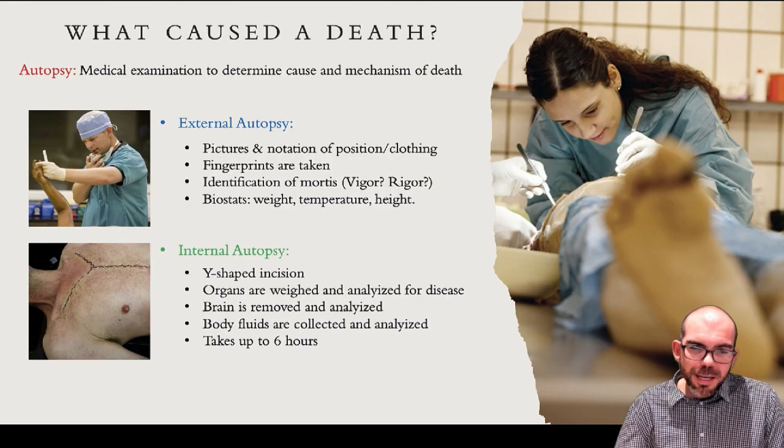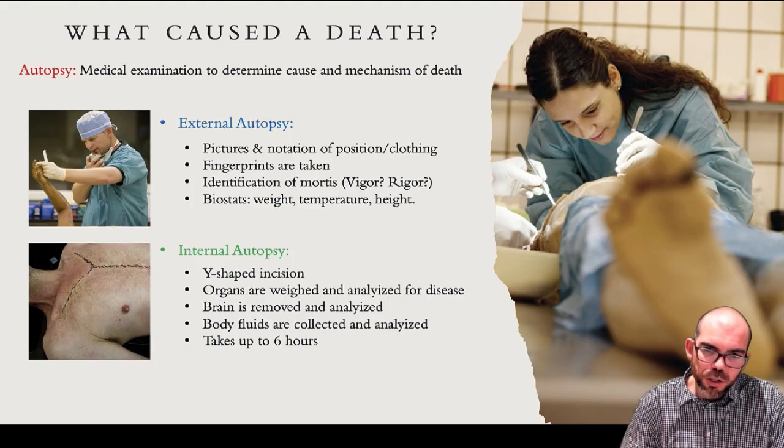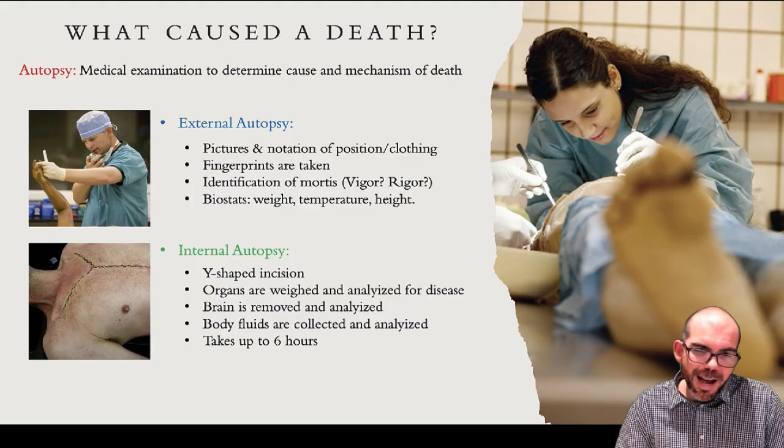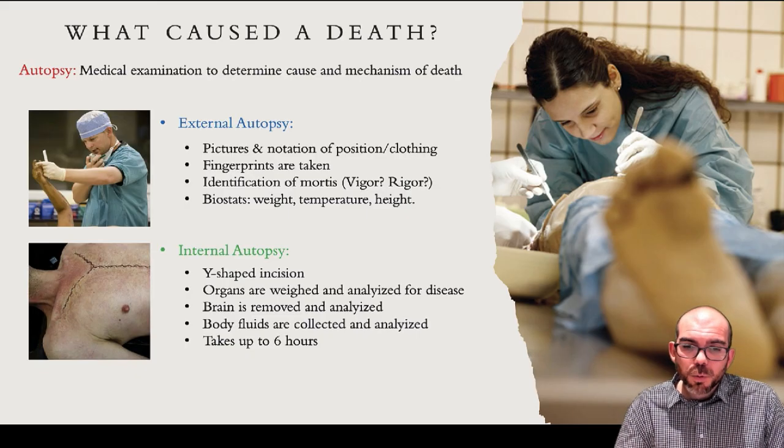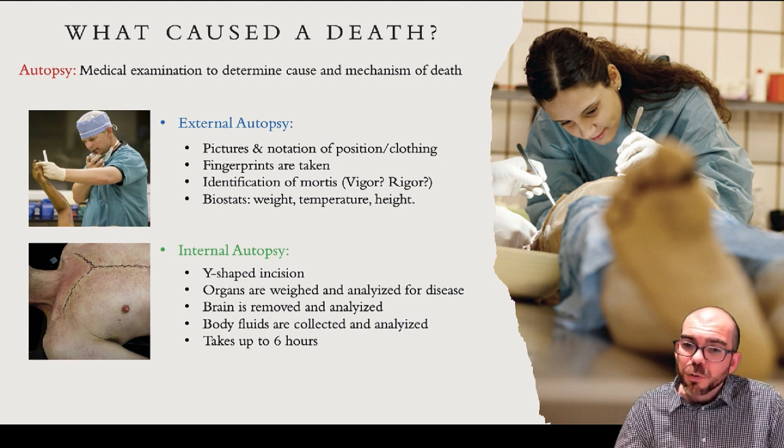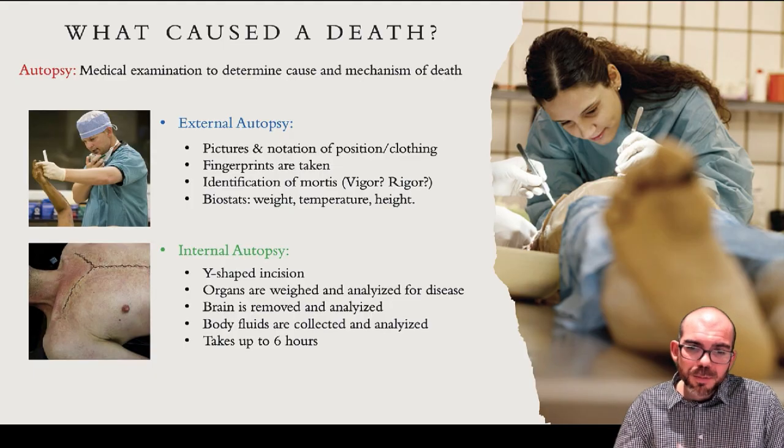Internal autopsies begin with a Y-shaped incision through the chest, at which point organs can be accessed, weighed, and analyzed to see if there's any presence of disease. The brain similarly is removed and analyzed. Body fluids are collected and analyzed. This is the long part. It can take up to 6 hours, but it's the most fruitful because it gives us insight into those internal mechanisms that could have caused that individual's death.